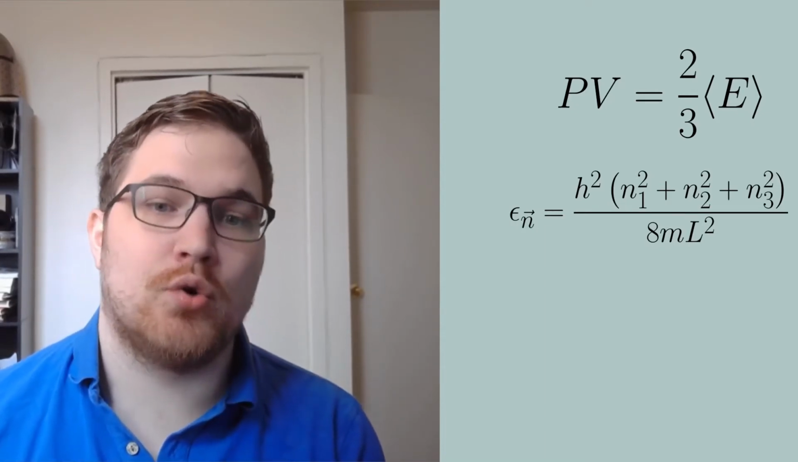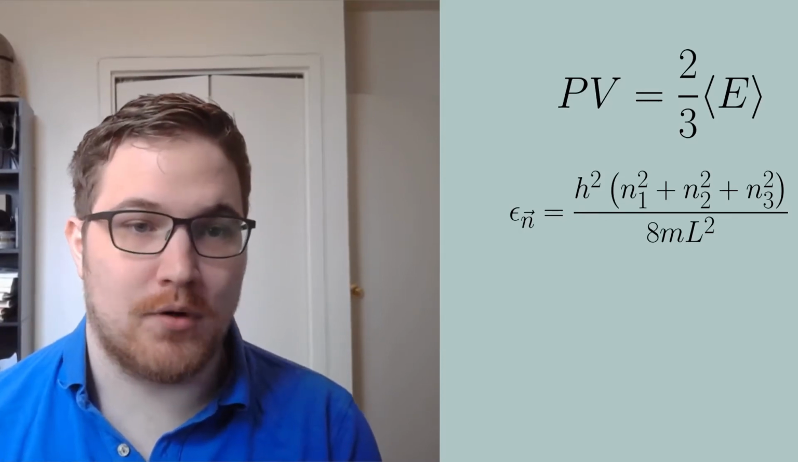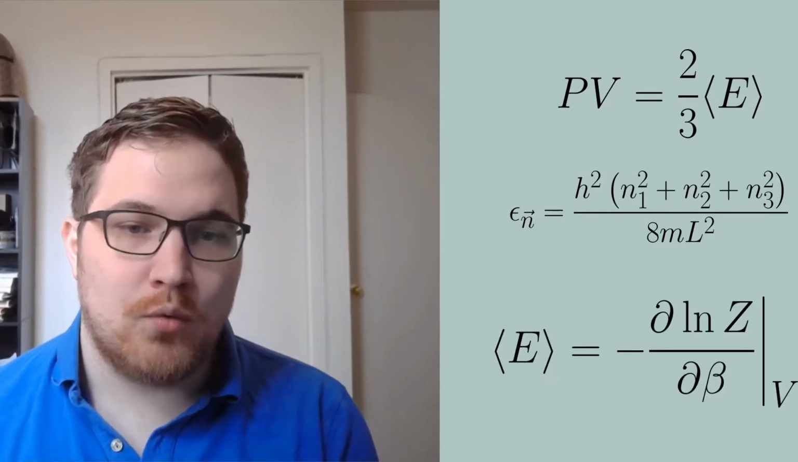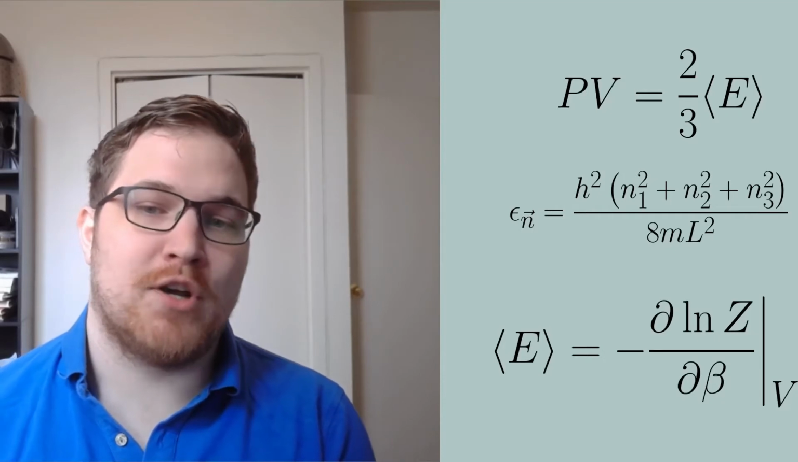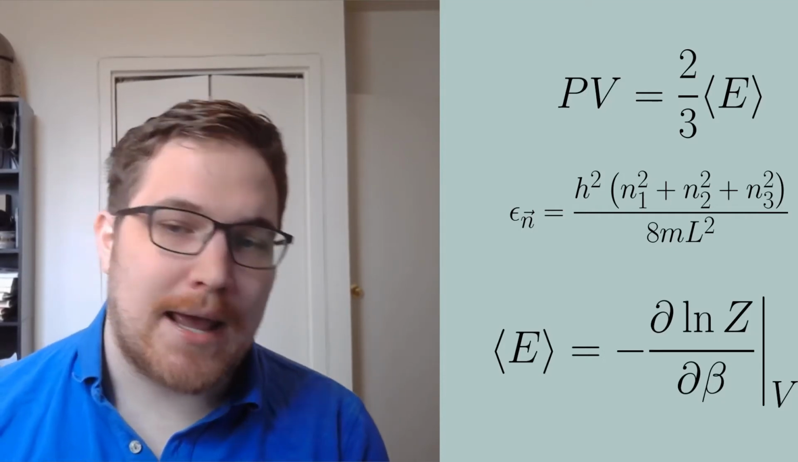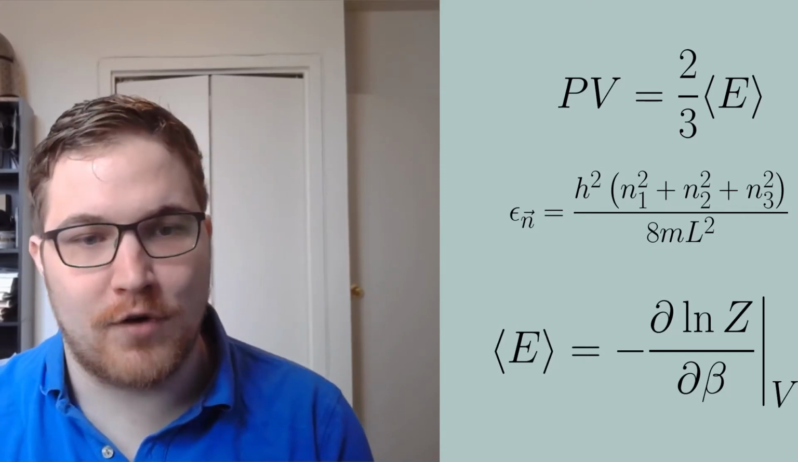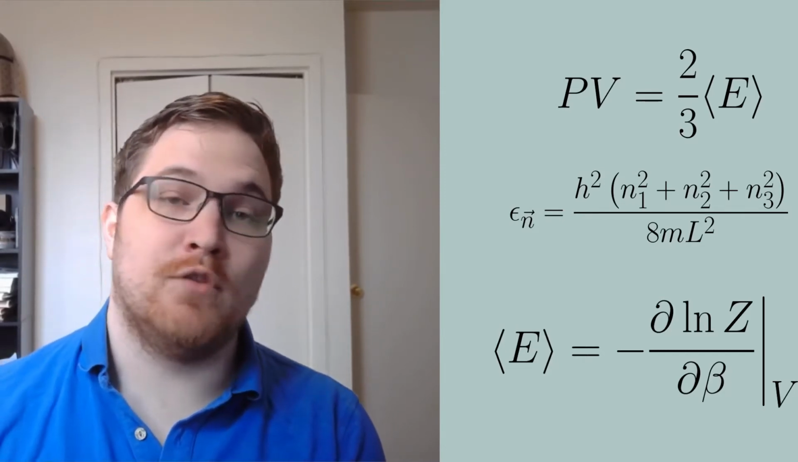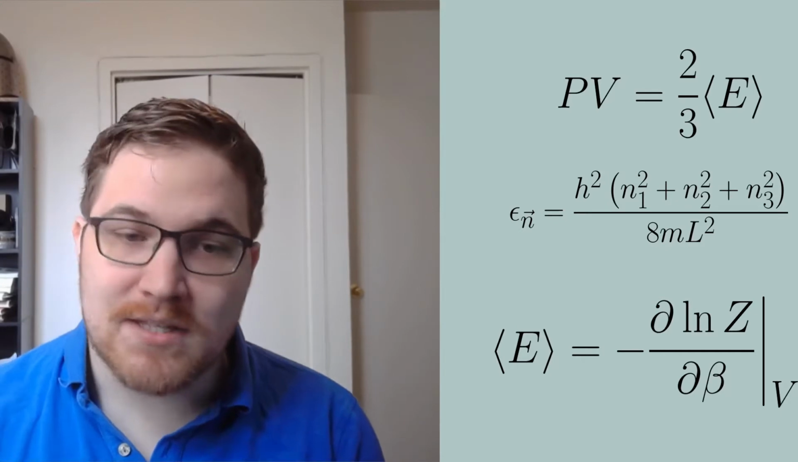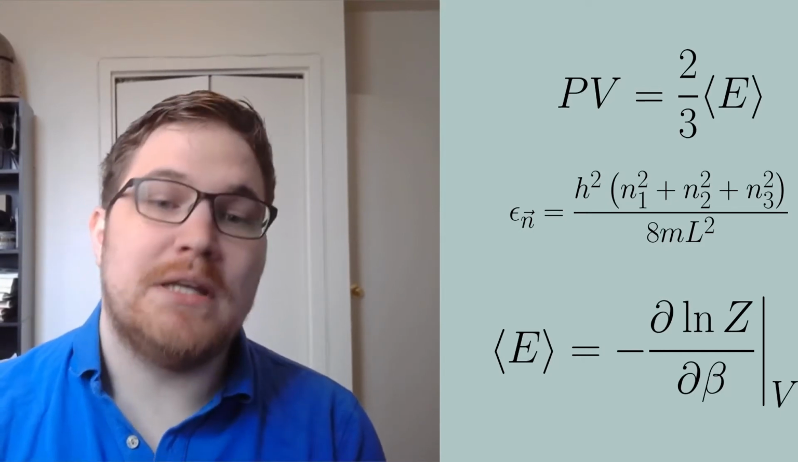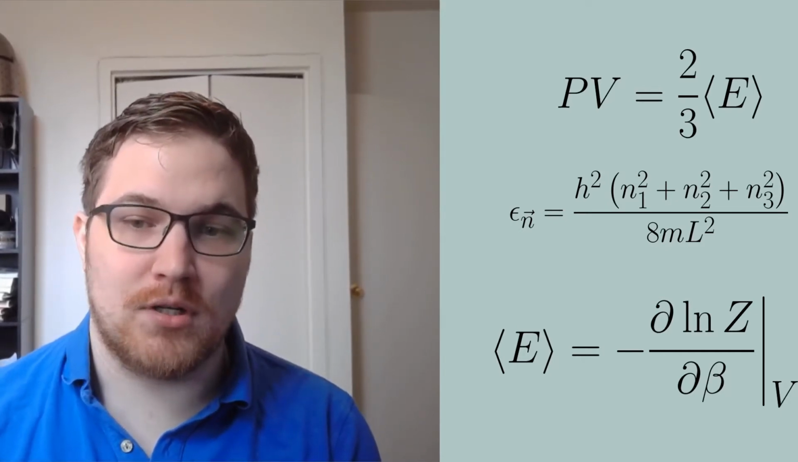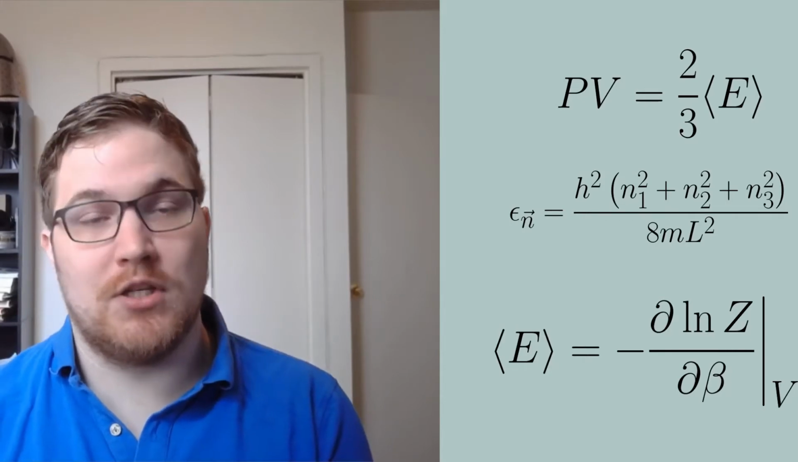To calculate the total energy we need an expression for it. In part 1, we saw that we could rewrite the expression for the total energy as a derivative of the natural logarithm of the partition function with respect to our inverse temperature beta. This tells us that to proceed, we need to calculate the partition function if we want to calculate the total energy. Our first observation is that the particles are not interacting with each other.